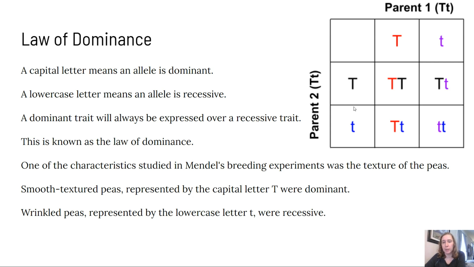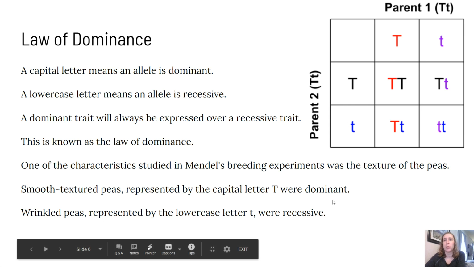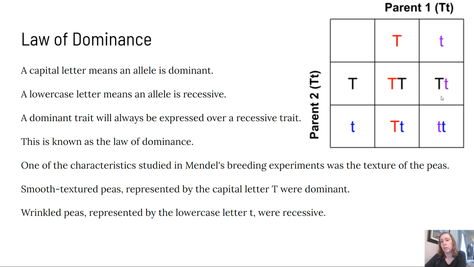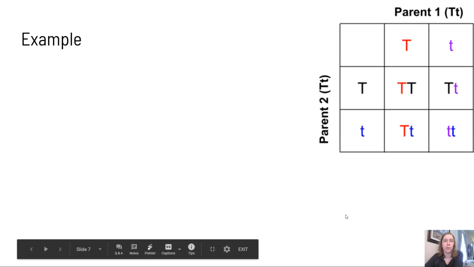Now their offspring, because the parents are carriers of that recessive allele, only 1 in 4, or 25%, of them would have that phenotype, the expression of the recessive allele, which would be the wrinkled peas. So it's 1 in 4 of these. All the other ones have a dominant allele, so the law of dominance tells us that is what would become expressed.